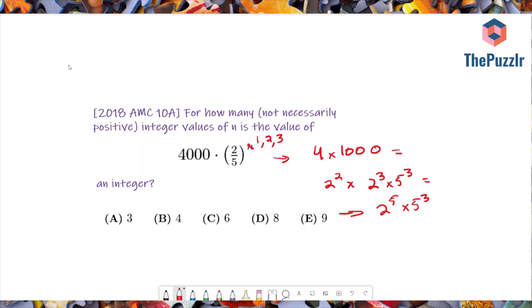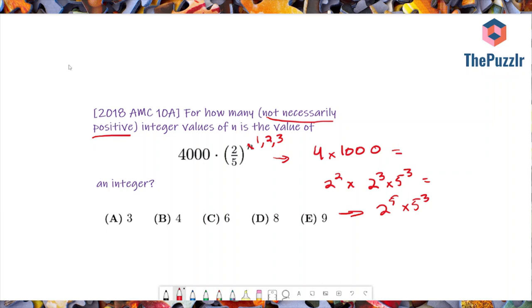If you do 5 to the power of 4, though, the 5 cubed powers cancel out, and then you're doing 2 to some power divided by 5, which is not going to give us an integer. So for positive values, 1, 2, and 3 work. Is that our answer? Well, let's reread the question. For how many integer values, not necessarily positive? So negative values also count.